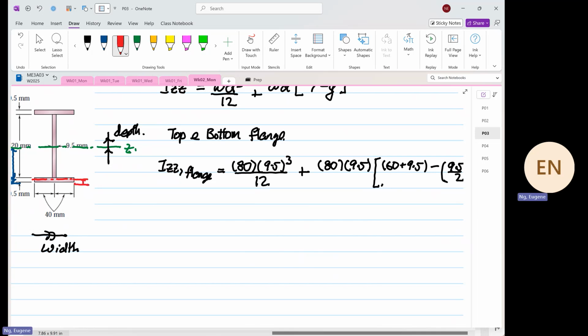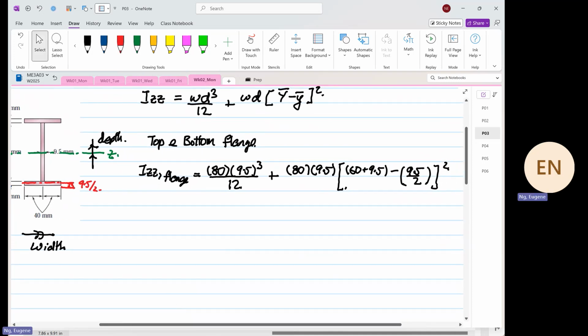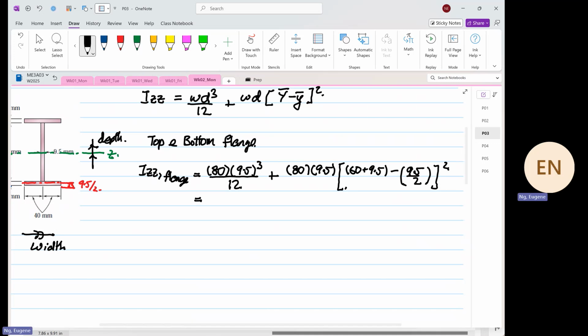The position from here to here is 9.5 divided by 2. So that's how we determine the global centroid multiplied by the individual centroid. So 80 times 9.5 to the power 3 divided by 12 is 5.716.